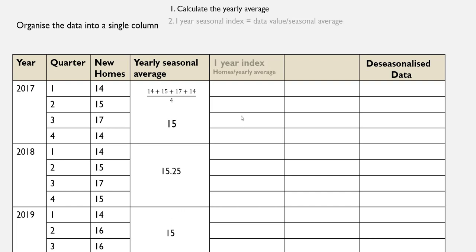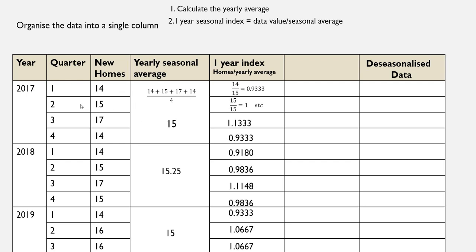Once we've done that, we're going to calculate our 1 year seasonal index. So it's going to be our data values divided by our yearly or seasonal values. So for quarter 1 of 2017, it's going to be 14 divided by 15. For quarter 2, it's going to be 15 divided by 15, and so on.